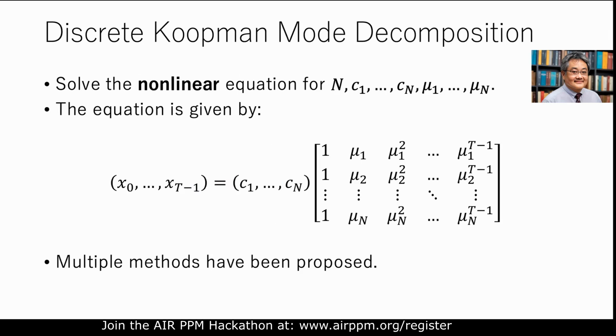In discrete Koopman mode decomposition, the set of unknown variables expands to include both the number n of decomposition components and the eigenvalues mu_1 to mu_n. As a result, the system of equations we need to solve is no longer linear, making it significantly more challenging to solve. Various methods have been proposed in the literature to address such systems, including dynamic mode decomposition.